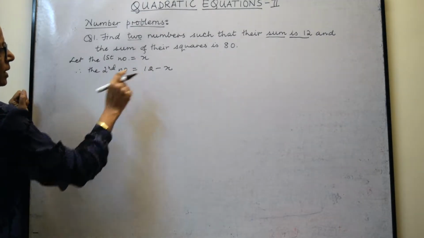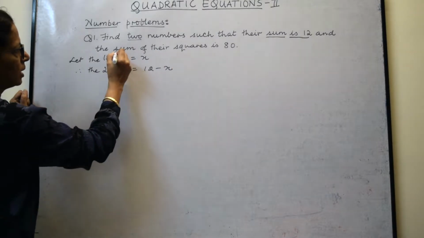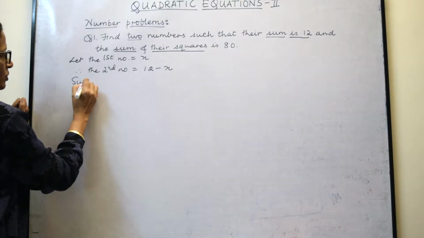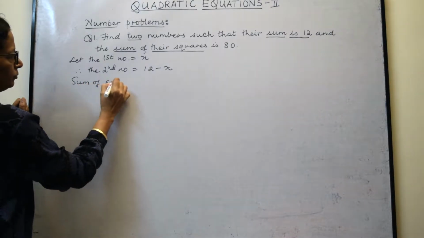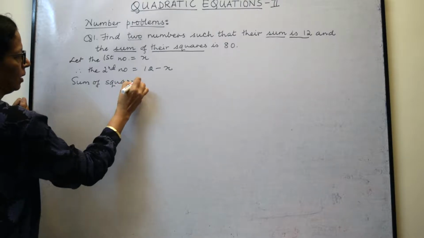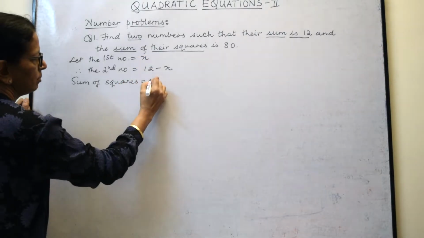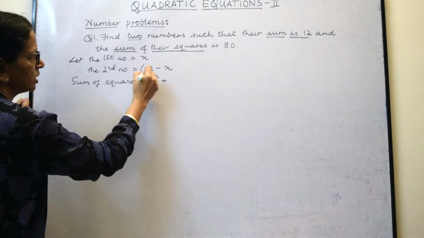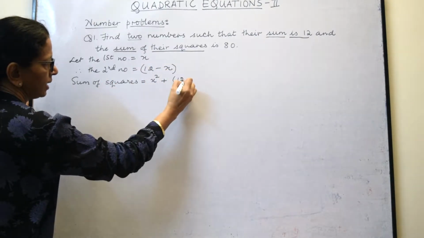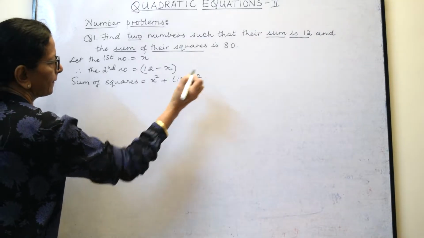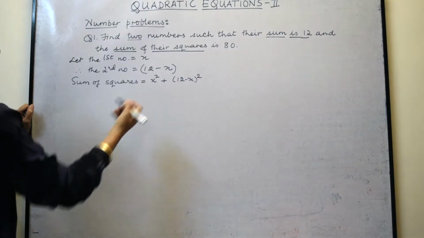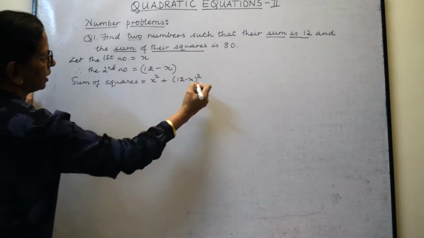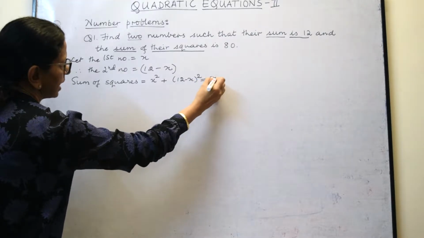Now that you have the first number and the second number, let us come to the second part. The sum of their squares. So the sum of squares would become the square of the first number, that is x squared, plus the square of the second number, which is 12 minus x, and that is how the sum of the squares looks. So now we will have the sum of the squares. This is nothing but 80, so we'll write this as 80.